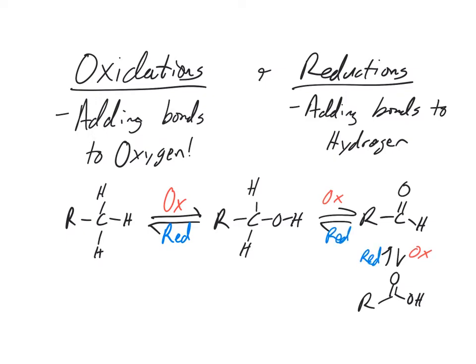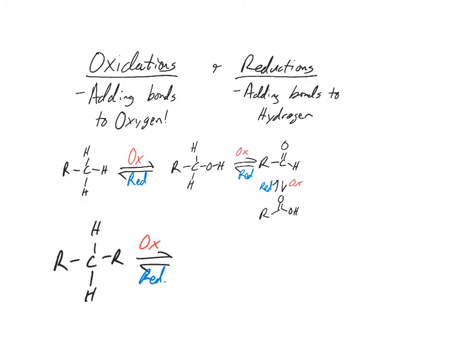All right, so if we start with something that has 3 CH bonds, we can replace that with 3 bonds to oxygen to get all the way to a carboxylic acid. What if we only have 2 CH bonds? Well, we can only oxidize it twice then. Adding bonds to oxygen is oxidation, adding bonds to hydrogen is reduction.